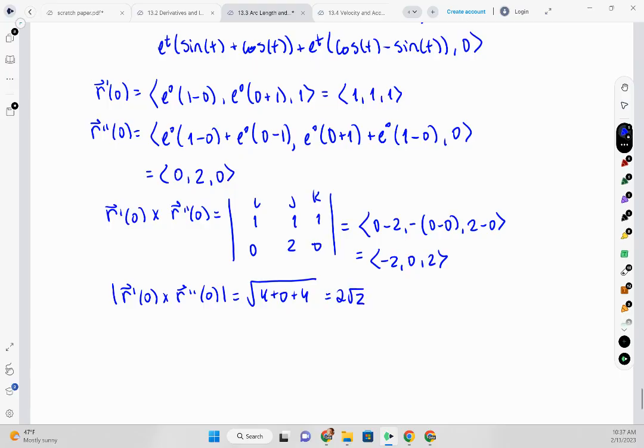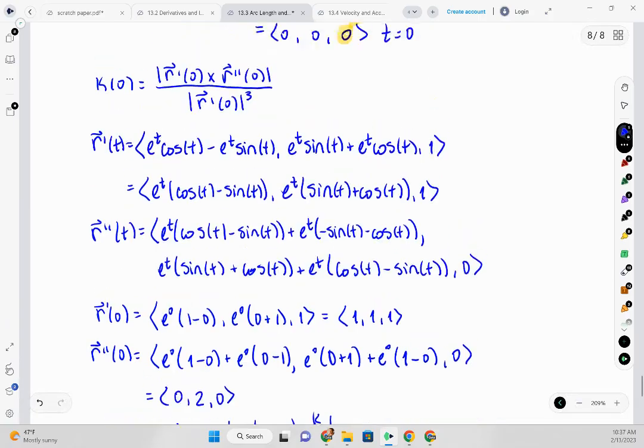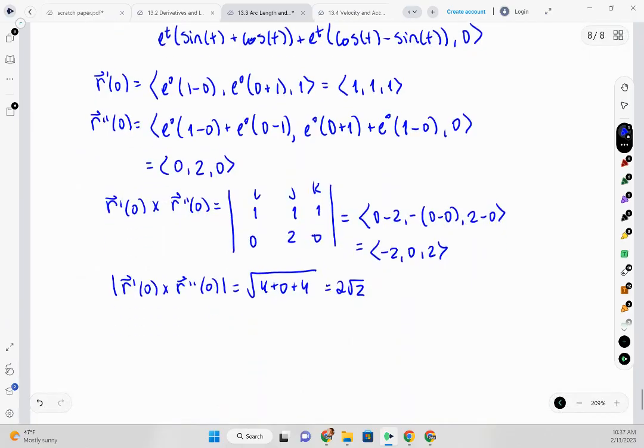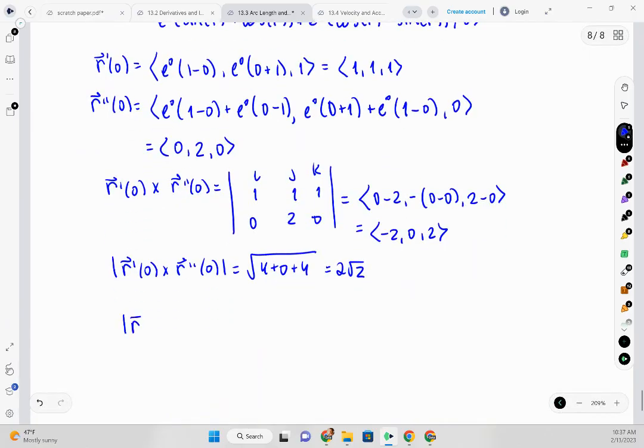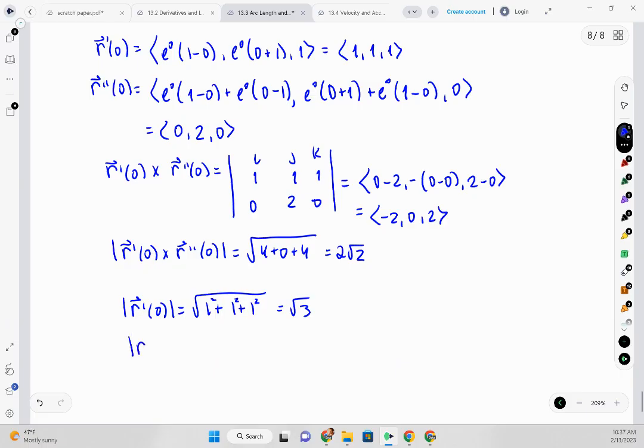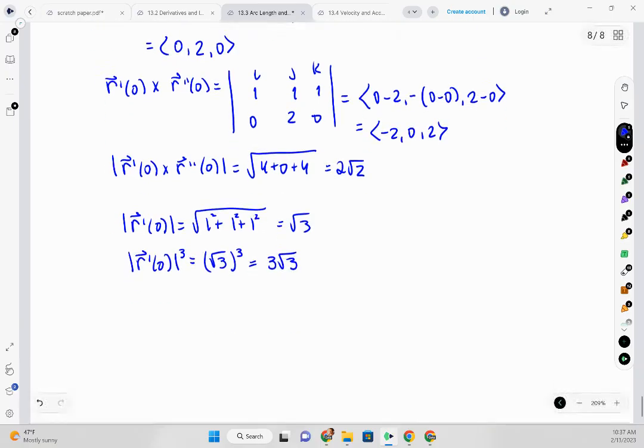What else do we need? That was just the numerator. All right, we have our numerator. Now we need r prime of 0 in magnitude and then cubed. So the magnitude of r prime of 0 is going to be the square root of 1 plus 1 plus 1. These are all squares, so it's just the square root of 3. And then we need that cubed. So this is going to be square root 3 all cubed, or in other words, this will be 3 square root 3. We have what we need.